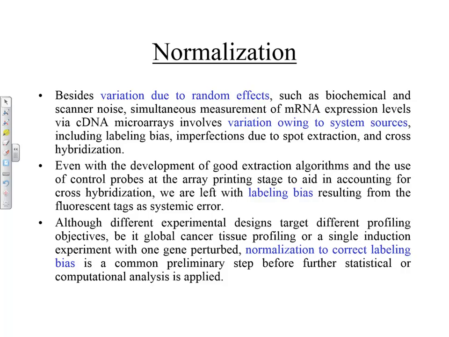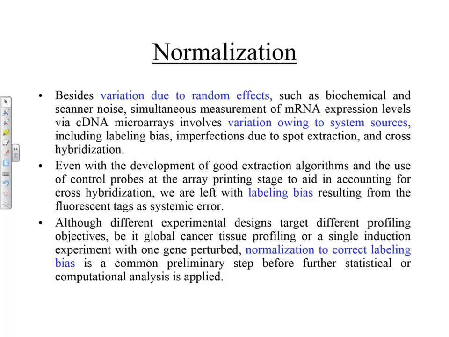Now, even with the development of good extraction, that is image extraction algorithms from the background, and the use of control probes at the array printing stage to aid in accounting for cross hybridization, we are left with labeling bias resulting from the fluorescent tags as systemic error, right? Because you're using two different tags, okay? Maybe they have different efficiency of binding, right? The red and the green. That will cause problems for you.